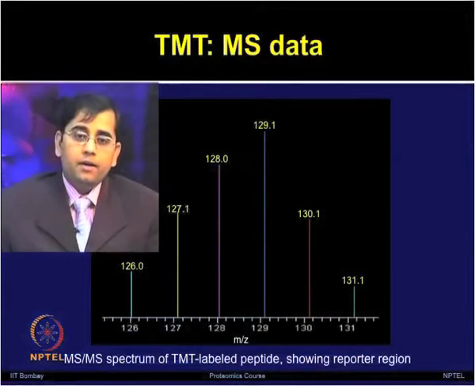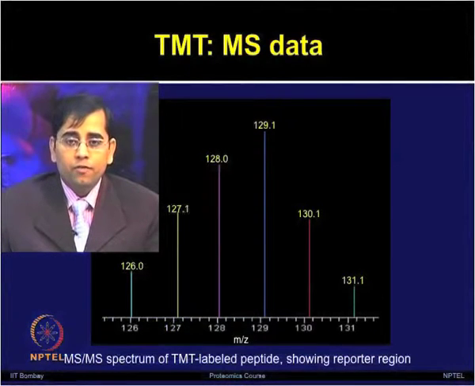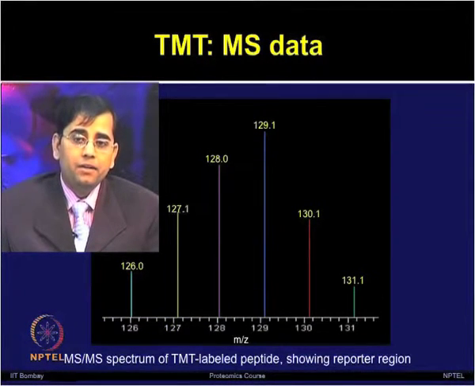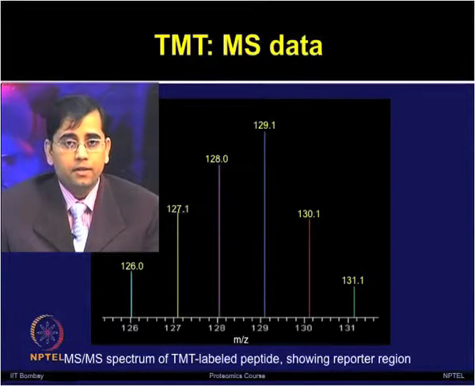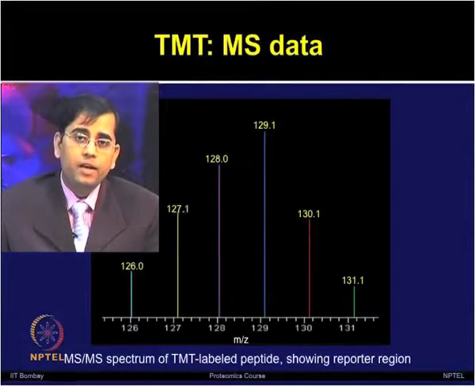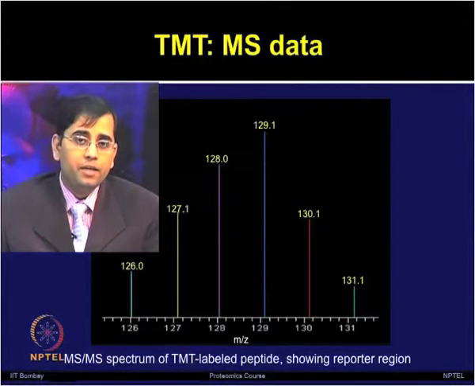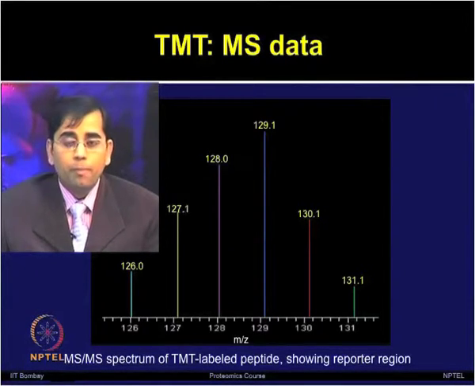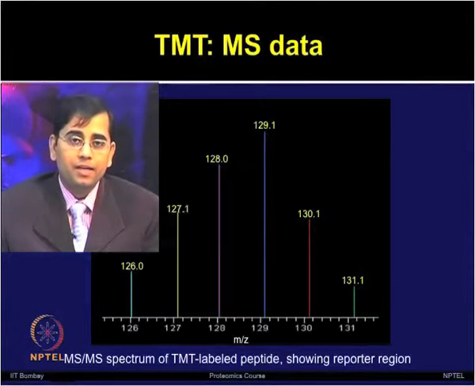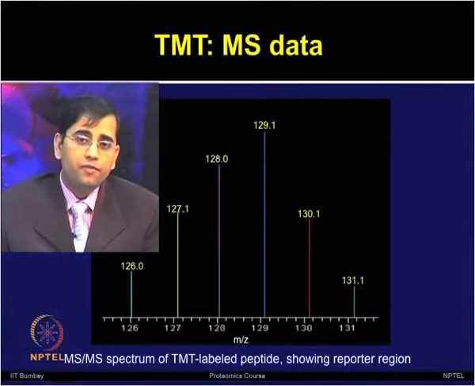I am showing you one representative MS/MS spectrum of a TMT labeled peptide, which is showing the reporter region. The relative abundance of a target protein or peptide fragment in 6 different samples can be easily measured by comparing these signature mass peaks, which are generated by the different mass tags.